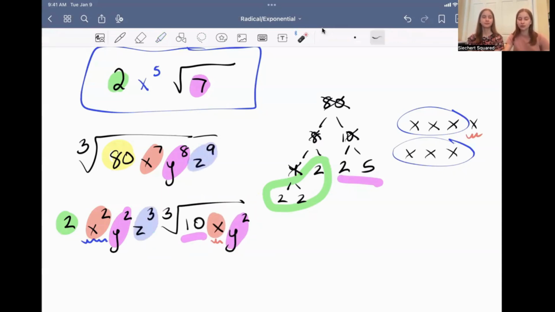And right here, be really careful because that 3 and this 3 start getting really close. You just want to make it very clear that this 3 is the index. It is saying it's a cube root. This 3 is an exponent. And there's no leftover z's, so there's no z's that go on the inside, so we are good here.